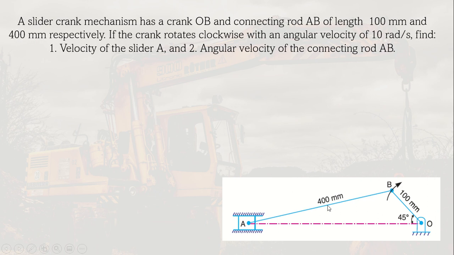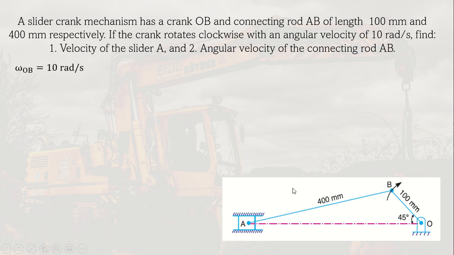If the crank rotates clockwise, signified by this arrow here, with an angular velocity of 10 rad per second, find the velocity of the slider A, and the angular velocity of the connecting rod AB. So not just the linear velocity of A, but also the angular velocity of this connecting rod AB. If that is the case of the problem, the best way is to use the Centro method.